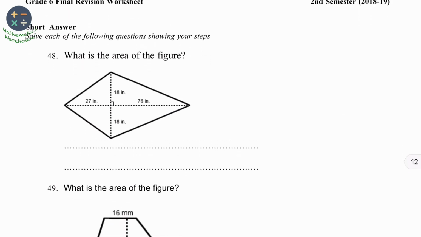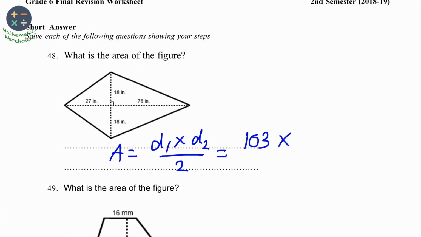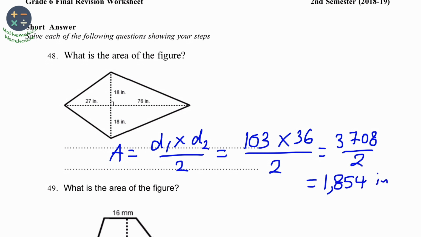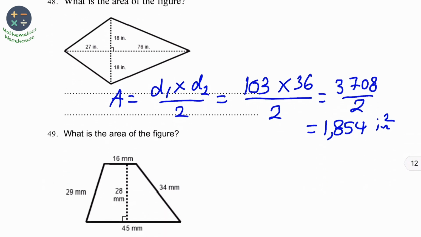Next question. This is a short answer question. What is the area of the figure? As we know, we just said the area of the kite equals half of the product of two diagonals. So the first diagonal is 27 plus 76 equals 103. Second diagonal, 18 plus 18 equals 36. So the answer would be 103 times 36 divided by 2, which is 3708 divided by 2, which is 1854 square inches.